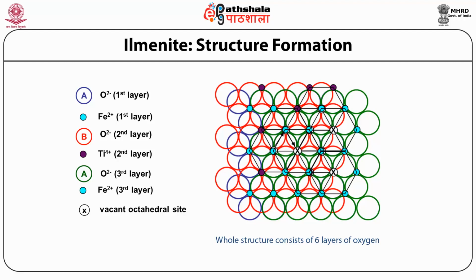So the third layer consists of Fe2 plus and O2 minus atoms. However, there are still vacant octahedral sites which remain and are represented by a cross sign. So students, the whole structure consists of 6 layers of oxygen, as you can see in this figure. The coordination number for both iron and titanium remains octahedral, while O remains coordinated by 4 cations, which we have discussed in the previous slide.